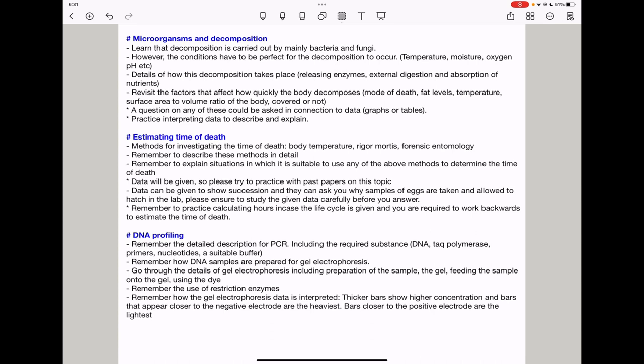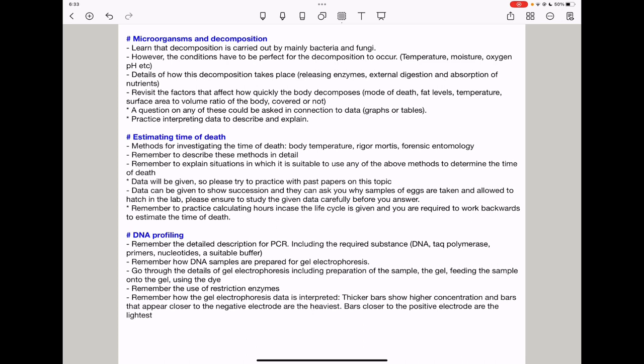This is more effective when some time has passed on. You need to remember to describe these methods in detail because actually data can be brought. They could be graphs showing how the body temperature decreases. They could be graphs showing how the change in rigor mortis or stiffness of muscles. Information showing the specific species of flies that have been found on the body that could be connected to other questions. Remember to explain situations in which it is suitable to use any of the above methods to determine the time of death. Required data for this will be given, so please revisit past papers on this topic.